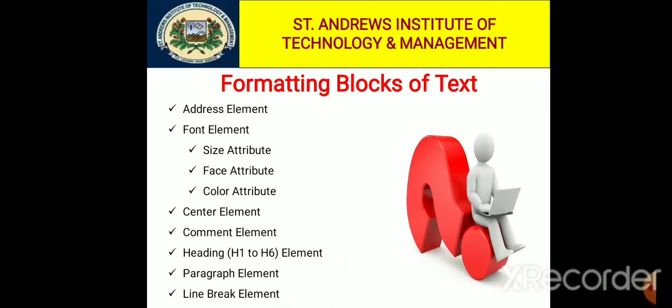Okay, the next one is the font element. It is used to specify the size, type and color of the font. There are three attributes of the font element, given in the slide. The first one is the size attribute. It is used to change the size of the text enclosed within the font tag. The second attribute is the face attribute. It sets the typeface that will be used to display the text on the screen. And the third one is the color attribute. It is used to change the color of the text that will appear on the screen. So these are the three attributes used in the font element.